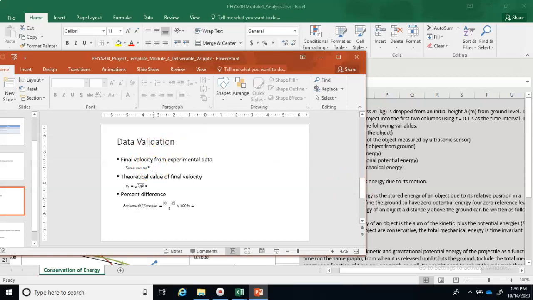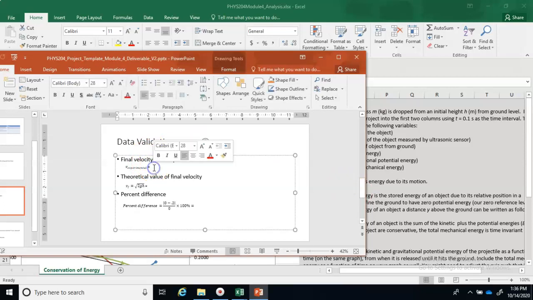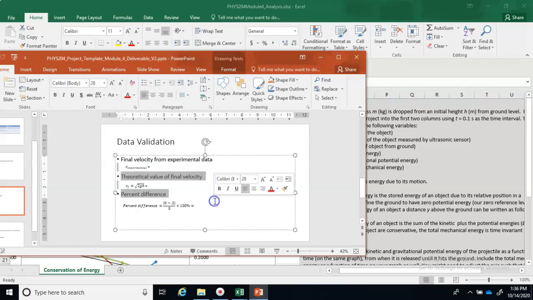This is where we had some kind of questions, and we're trying to figure out what they really wanted to know because the final velocity should be zero. Okay, so if I take the square root of 2 times 9.8 times zero, which is the final height, I get zero.